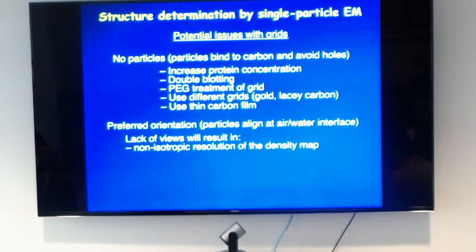And the problem if you have this kind of issue is that you might end up having certain orientations that you don't see. And if you don't see certain orientations, these areas or these directions of your map are not defined. And so you can actually create incorrect maps.